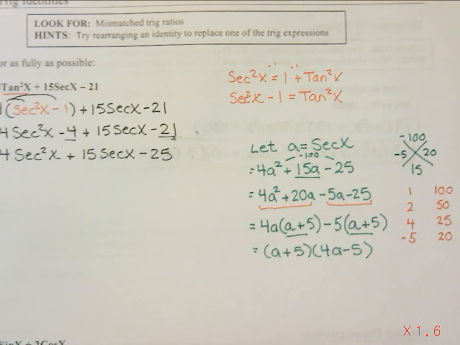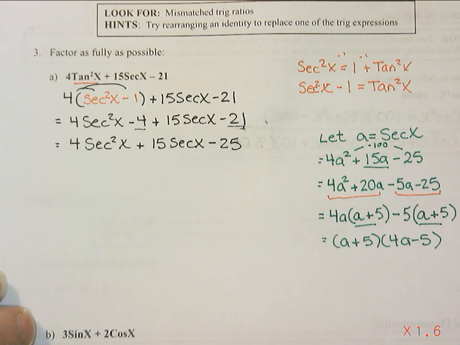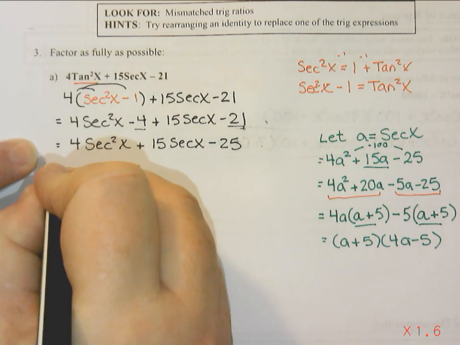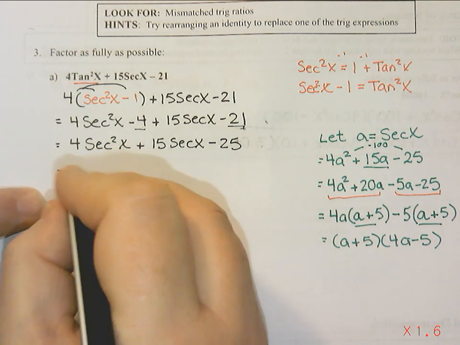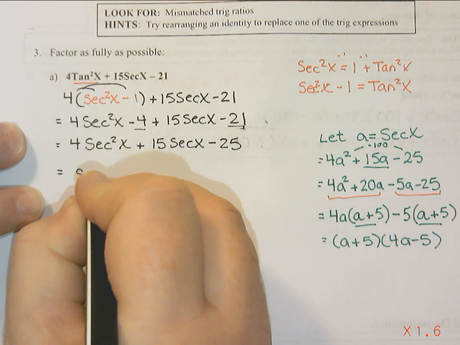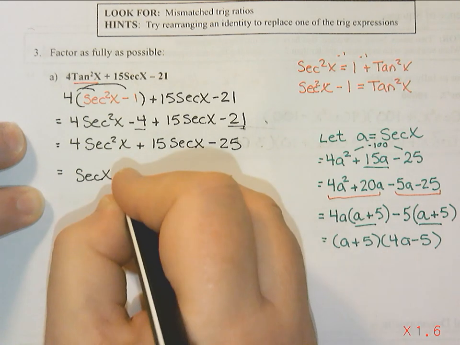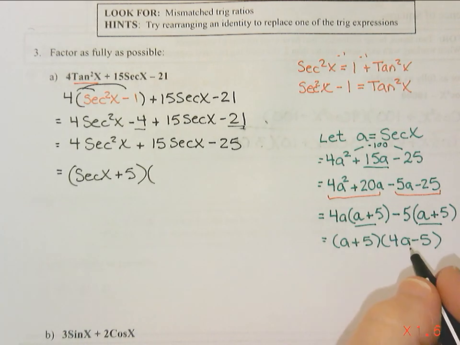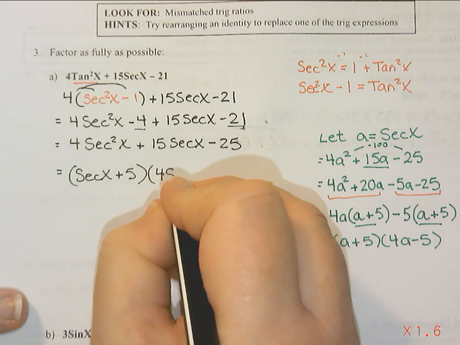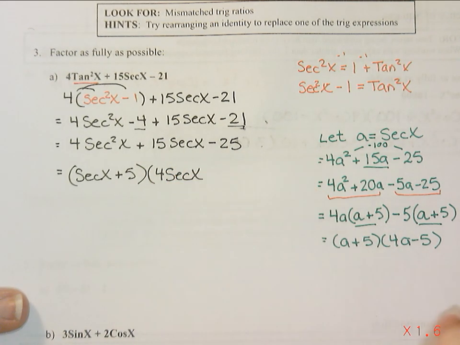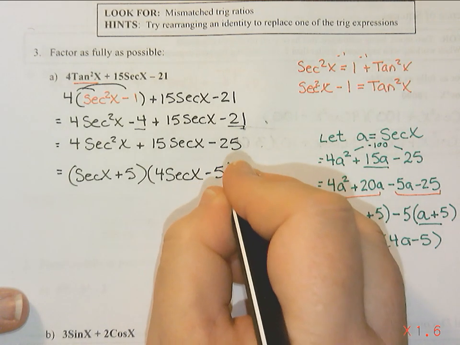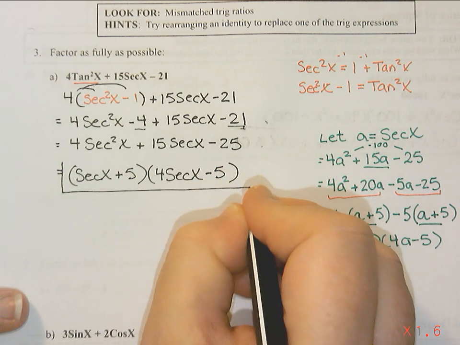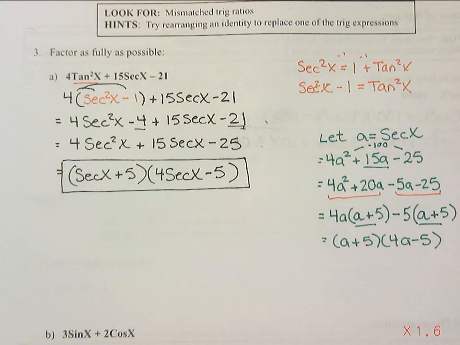So our question didn't start with a's, so I need to put those back in. This is now going to be secant plus 5. So I have secant x and then plus 5. And then 4 times a, or 4 times secant x, and then minus 5. And it's now factored. All right, I'll see you in the next video.